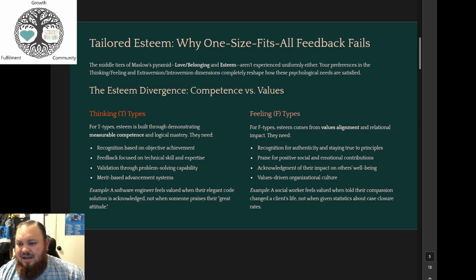Where a feeling type is going to be recognized or feel something more by being recognized for being authentic, having integrity, being the person that really contributes to the well-being of others. You can say that the thinker is more like a software engineer who built a code that's really secure and successful, and they'll be really happy about it. And then you have the feeler, who is, for example, a social worker who is acknowledged for her compassion for a client whose life they changed. That's where the fulfillment comes.